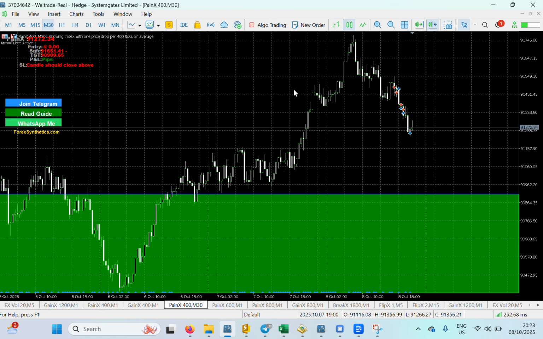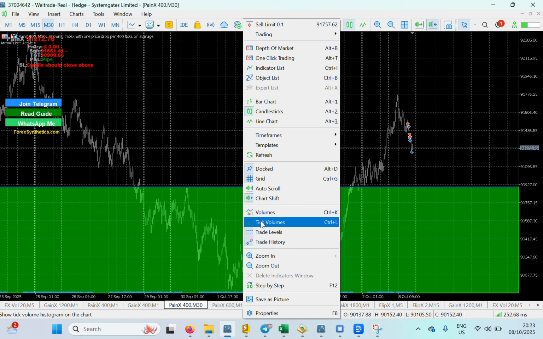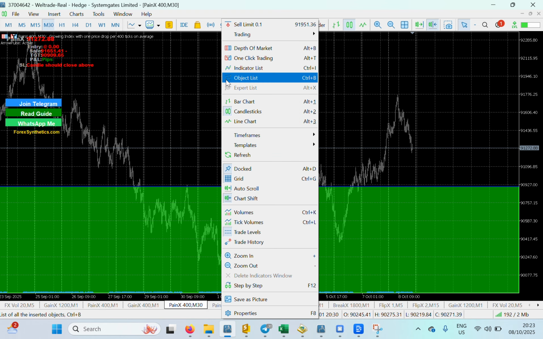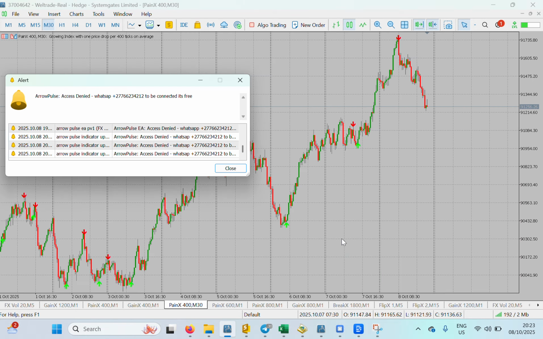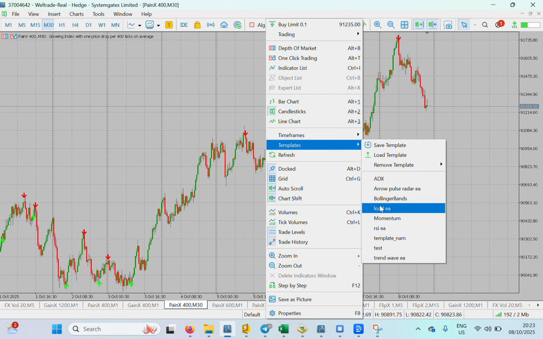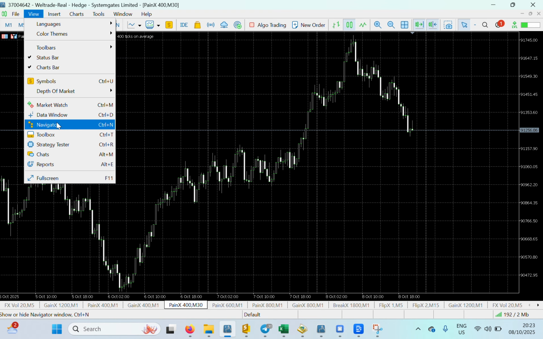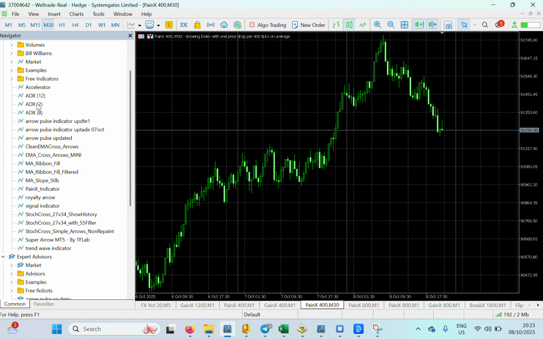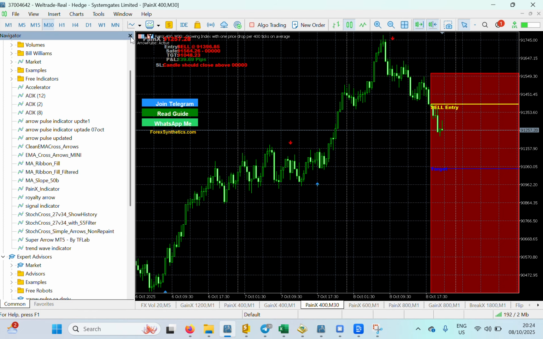So the indicator sometimes does like this, it loses memory because it's a conversion. What you can do when it does like this, you can just right click and then go to template, select any template, and remove the indicator, then reload it again. Sometimes it does like this, but I'm still busy fixing it now so that it doesn't give the same problems.